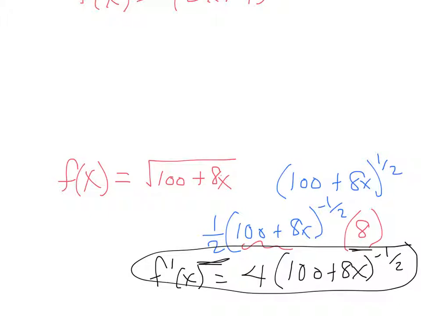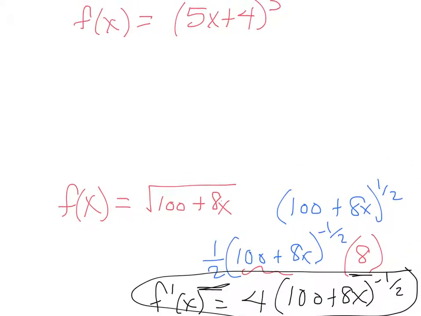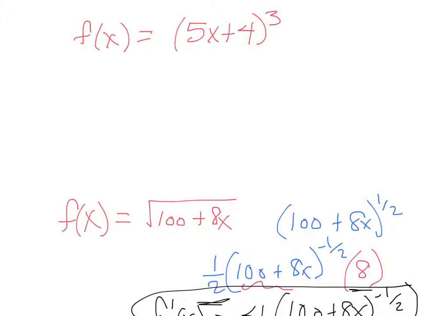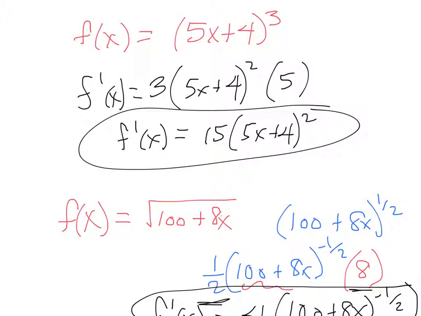Okay, your turn. Here's your problem. Pause the video and I'll give you the answer in just a few minutes. Okay, and here's your answer. The derivative is 15 times the quantity of 5x plus 4 squared, and the notes in between.